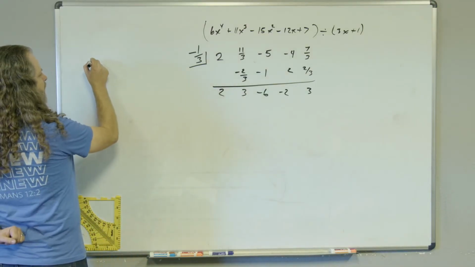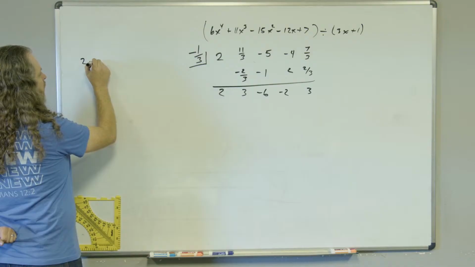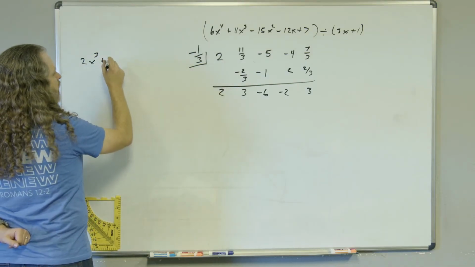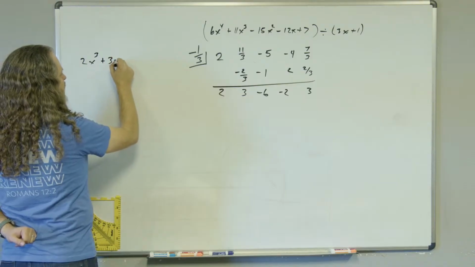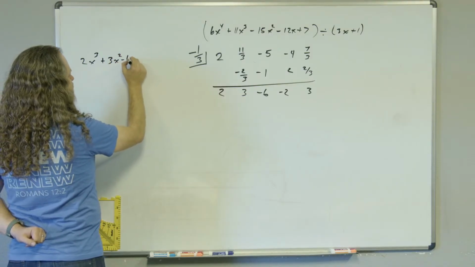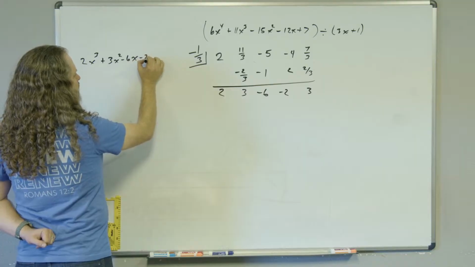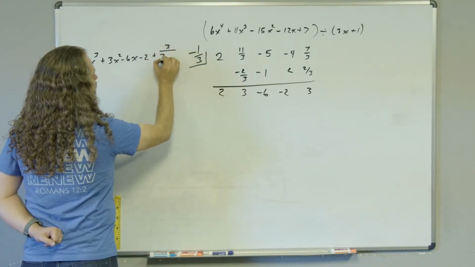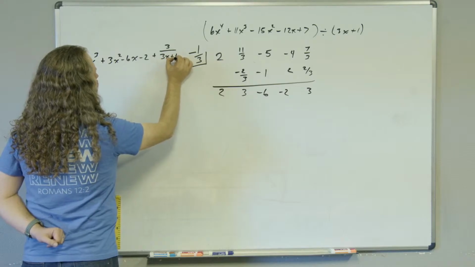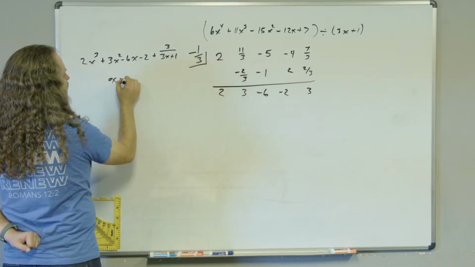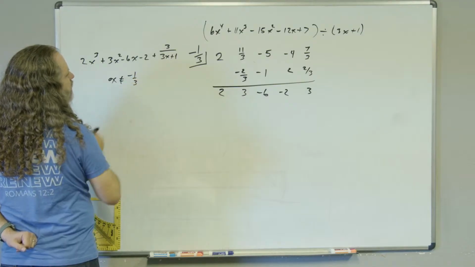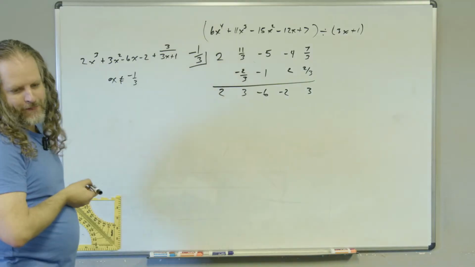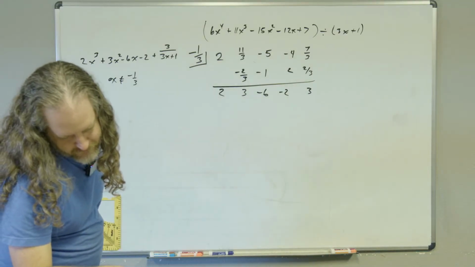So then we've got the answer 2x cubed plus 3x squared minus 6x minus 2 plus 3 over 3x plus 1. X cannot be negative 1/3. That's a pretty looking answer.